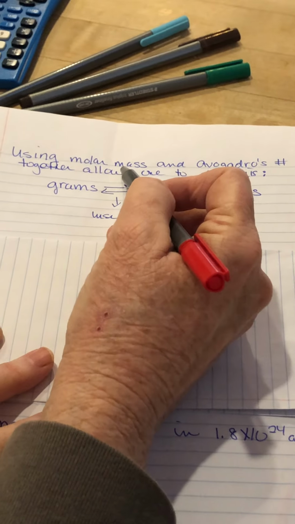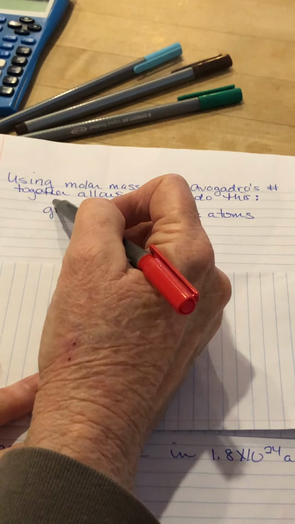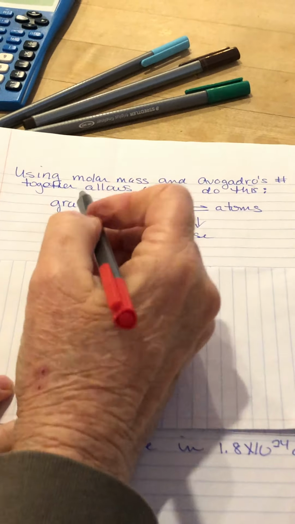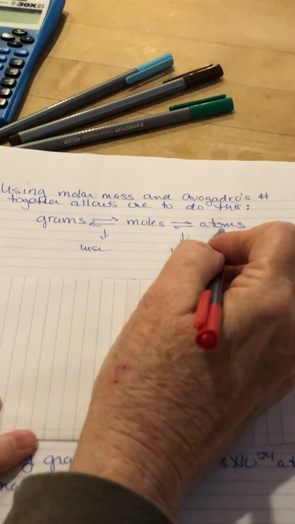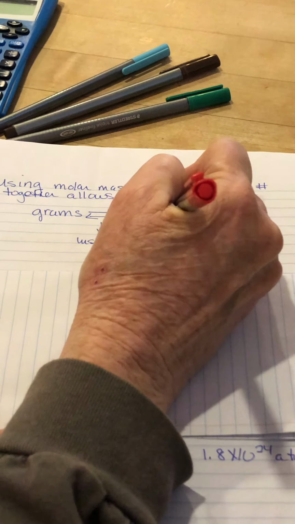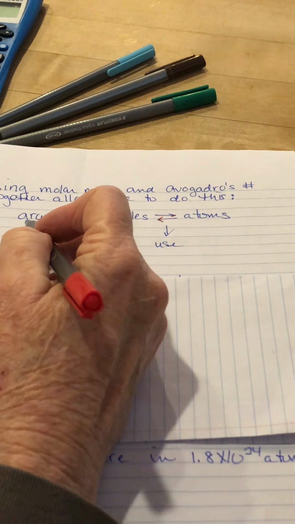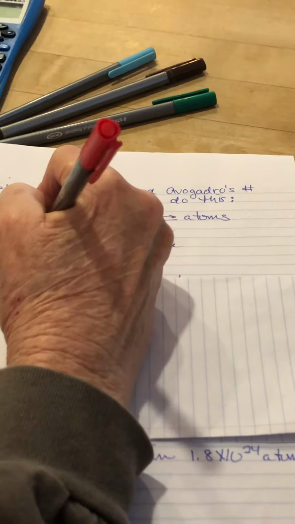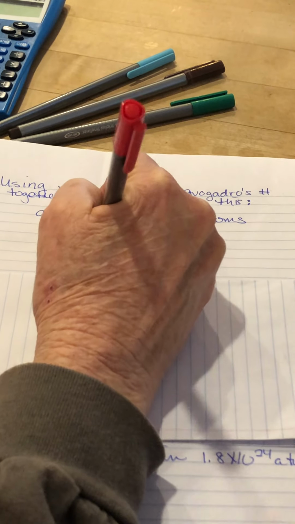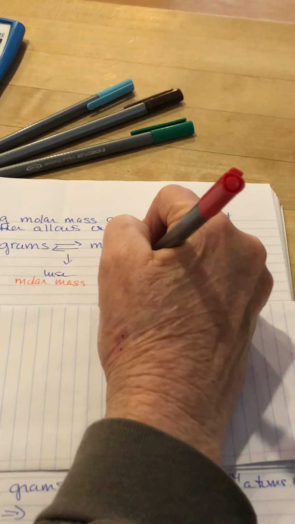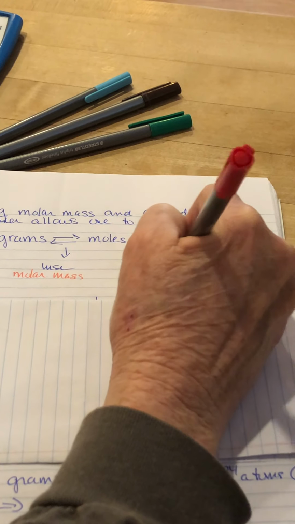Now things get kind of nasty. Sometimes you need to use the molar mass and Avogadro's number at the same time. If you use them together, it allows you to go from grams to moles to atoms, or from atoms to moles to grams. These are supposed to be arrows, okay? Not half arrows. To go from grams to moles, you're going to use the molar mass. And to go from moles to atoms, you're going to use Avogadro's number, or 6.02 times 10 to the 23rd.